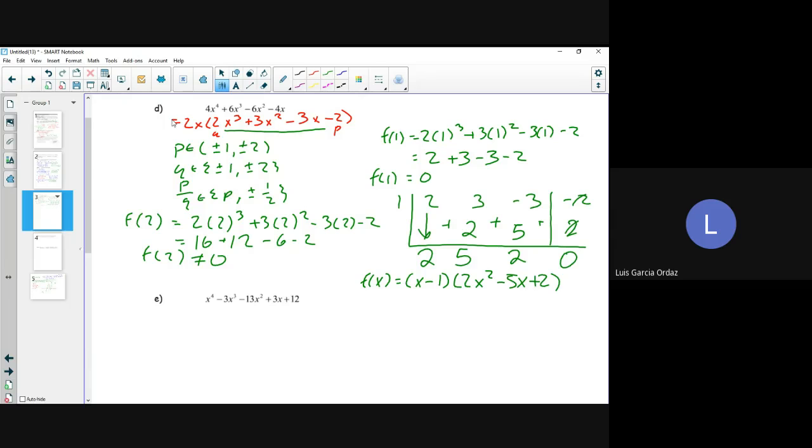Now again, like the previous examples, we need to use a sum and product to factor the trinomial 2x squared minus 5x plus 2. So our sum is -5. Our product is +4. So what would the two numbers be? -1, -4, right?